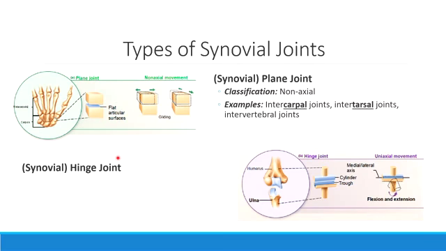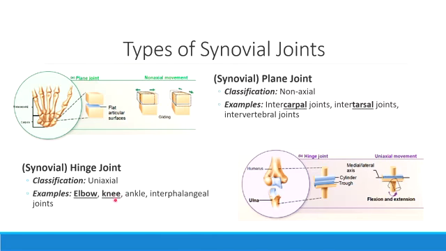Synovial hinge joints, like the elbow, for example. Synovial hinge joints are uniaxial, because remember, you can go forward, you can go backwards, and that's it. One direction, uniaxial. So the elbow, really good example of this. The knee, really good example of this. I care less that you know about the ankle and the interphalangeal joints. Make sure we know that the elbow and the knee are my hinge joints.